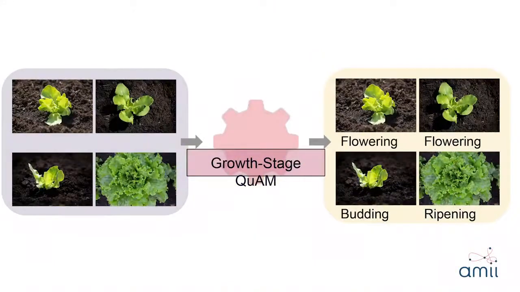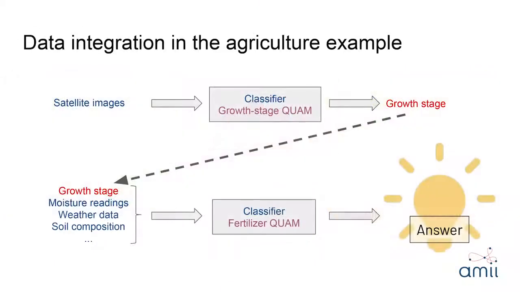In our example, Betty used the images as input to a growth stage classification QAM, and then used that classification as a feature for the fertilizer QAM. Another possibility would be to use unsupervised learning on the images and use cluster membership along with the moisture reading. Cluster membership might be a useful feature whether or not it maps exactly to classes like growth stage that humans would pick.